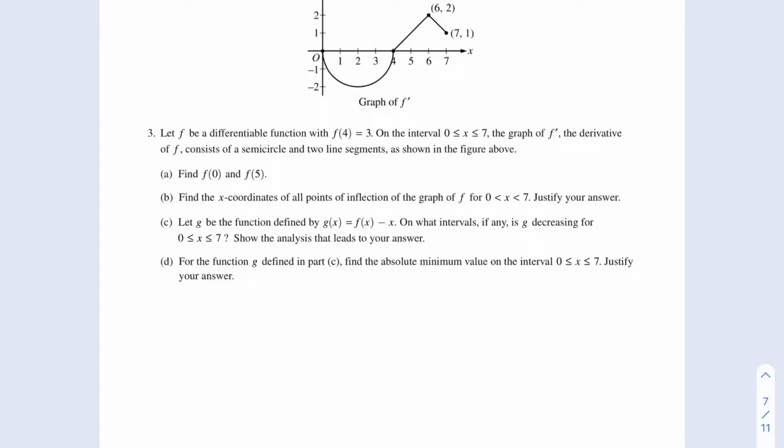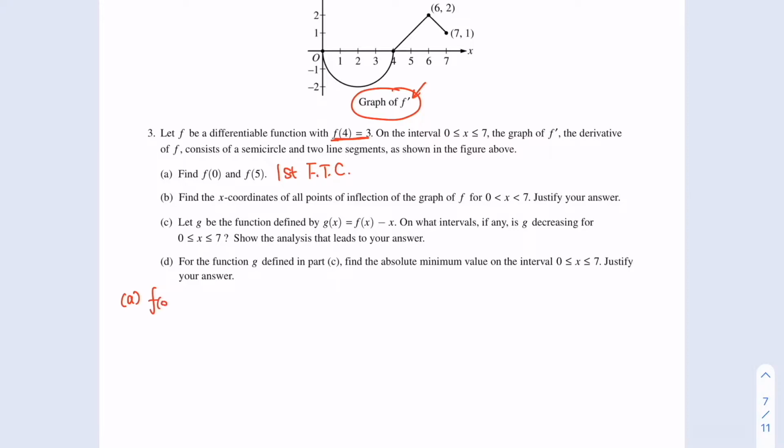Question number 3 is a non-calculator part. Let's have a look at this function here. Graph f prime, be careful, f prime is given. Part A, find f of 0 and f of 5 given f of 4. So this is the first FTC problem.